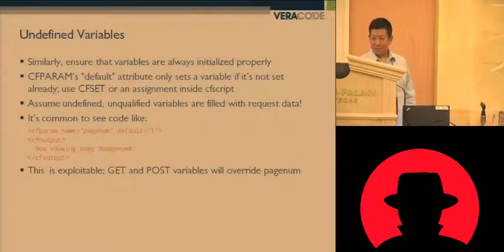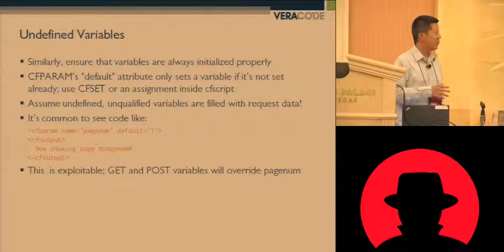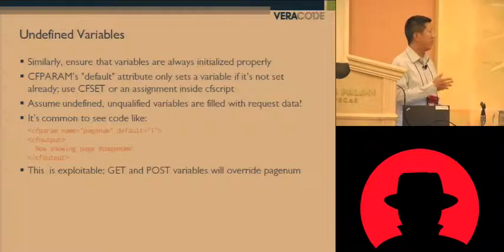So we have an example of, again, a contrived code snippet. Let's say you have CFParam, name equals pagenum, default equals 1. What that's going to do is say, well, if pagenum is not already defined, then assign it the value 1. And then you have a CFOutput tag that prints some stuff on the page. It says, now showing page 1. Easy, right? Well, the developer may be assuming that the value is always going to be 1 unless they've already set it to something else.